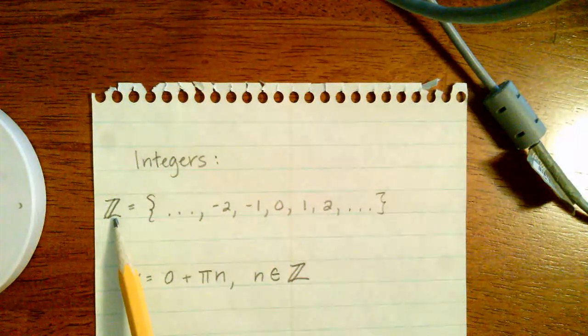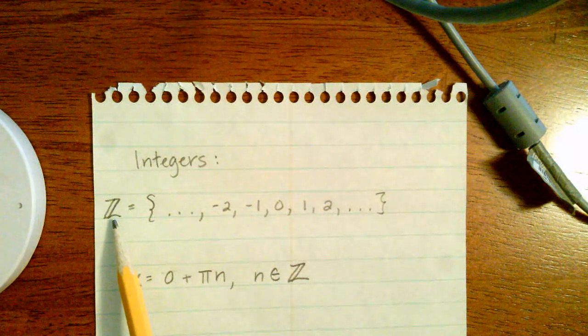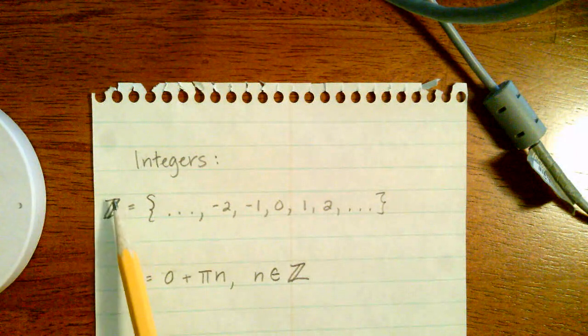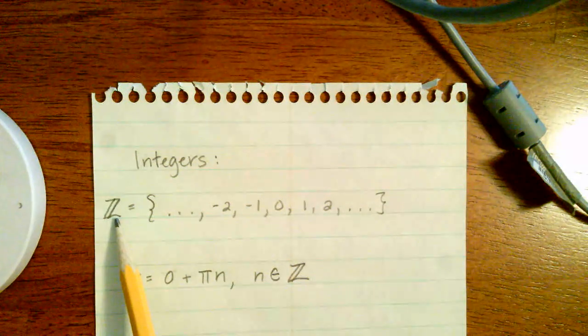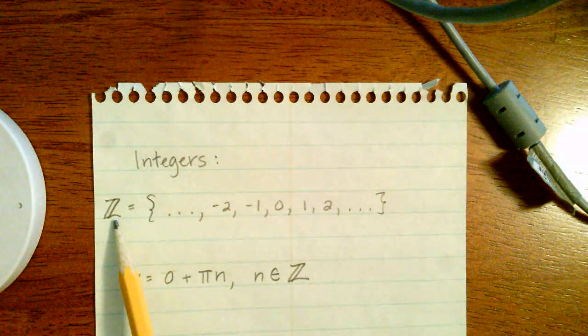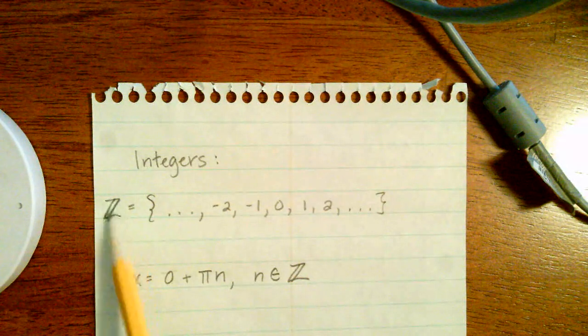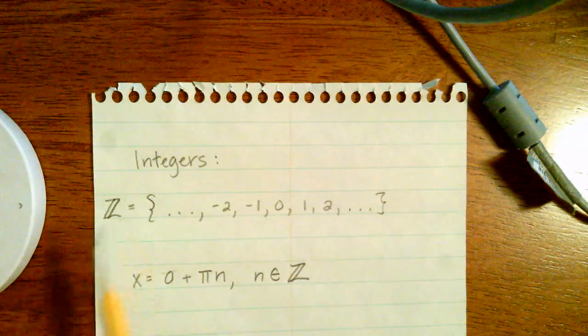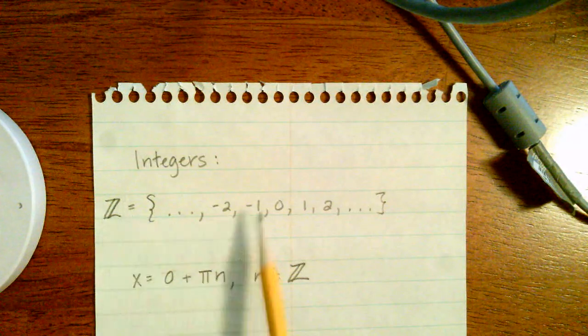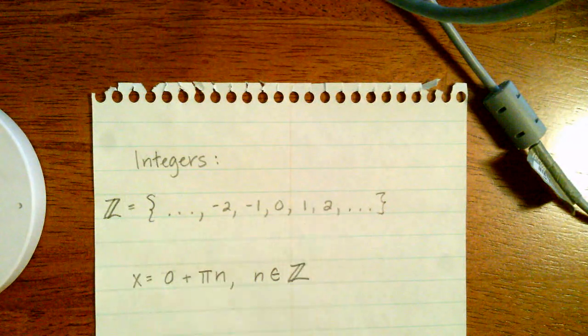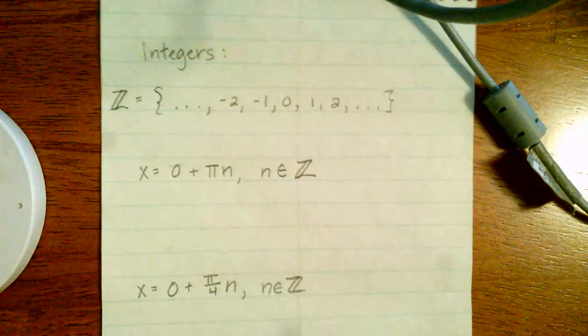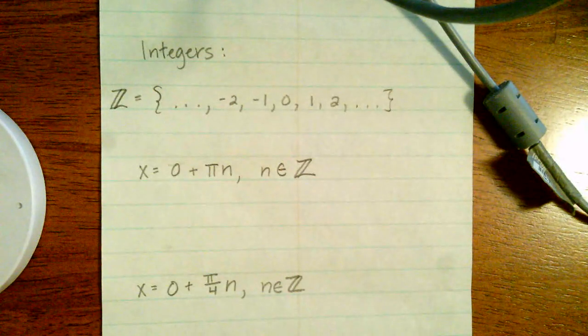It's a double-backed Z. I'm not sure why it's Z, but this is similar to our real numbers. Remember, we have the double-backed R. So integers is Z. Again, I'm not sure why, but it's just a double-backed Z, and that shows the set of integers, and the set of integers are these numbers here. So what we are going to see is this is a shorthand for lists.